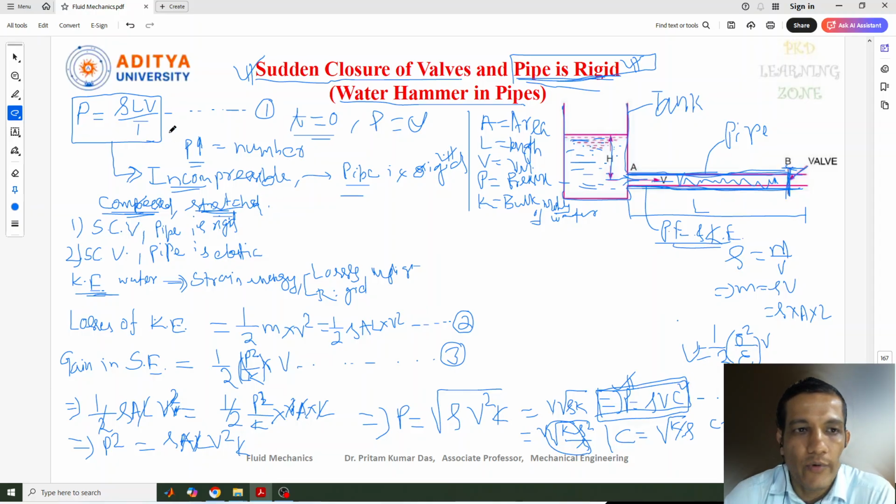How did you get the equation? We need to start from the previous equation we got. Then you can understand why it is not valid in general and for which condition it is valid. Two conditions are there. So in this lecture we have discussed only this part: the sudden closure of the valve and the pipe being rigid.